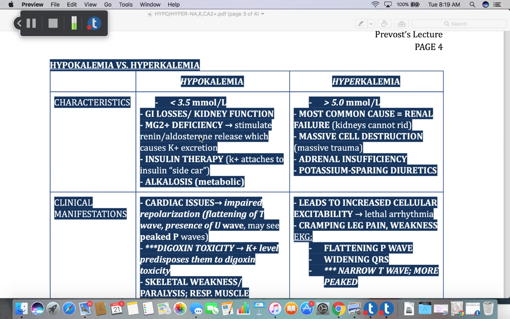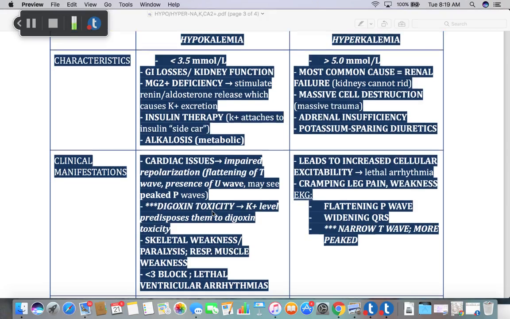This is due to GI loss, kidney dysfunction, magnesium deficiency, insulin therapy, or metabolic alkalosis. For hyperkalemia, the most common cause is renal failure. There's massive cell destruction, adrenal insufficiency, and also potassium-sparing diuretics such as spironolactone can cause hyperkalemia, which is any potassium level over 5.